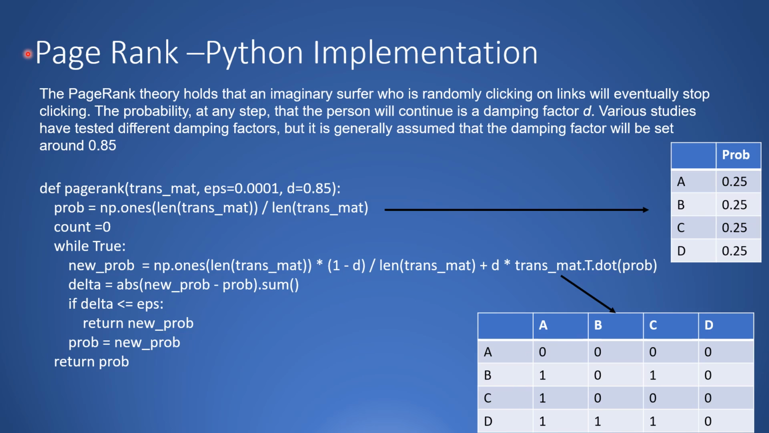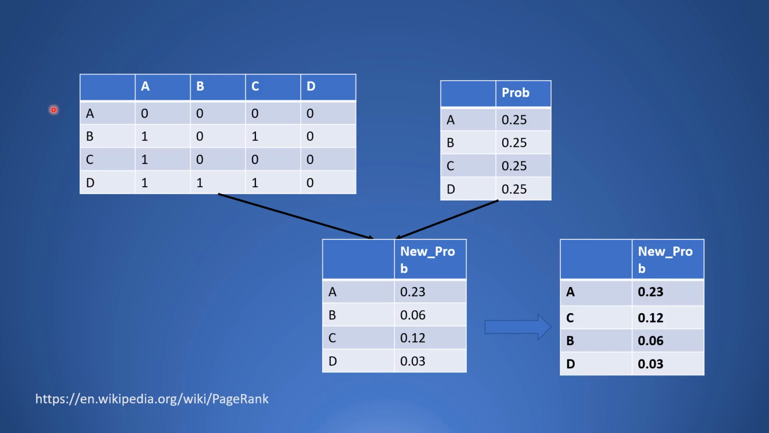Okay, now let us look at the results of our implementation on this particular transition matrix. As I said, the input for the PageRank is our transition matrix. The initialization of the pages is shown over here, the initial probability. After many iterations, the new probability becomes stable, and this is the final probability which is obtained. So, page A has a ranking value of 0.23, which is the probability. Page B is 0.06, page C is 0.12, page D is 0.03.